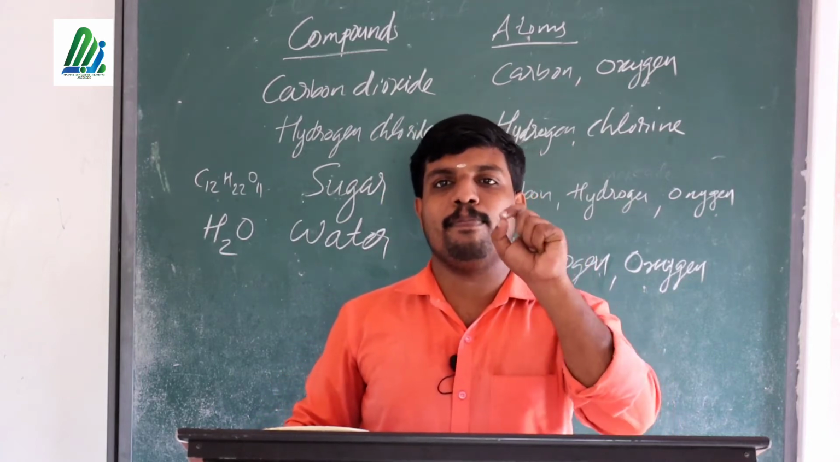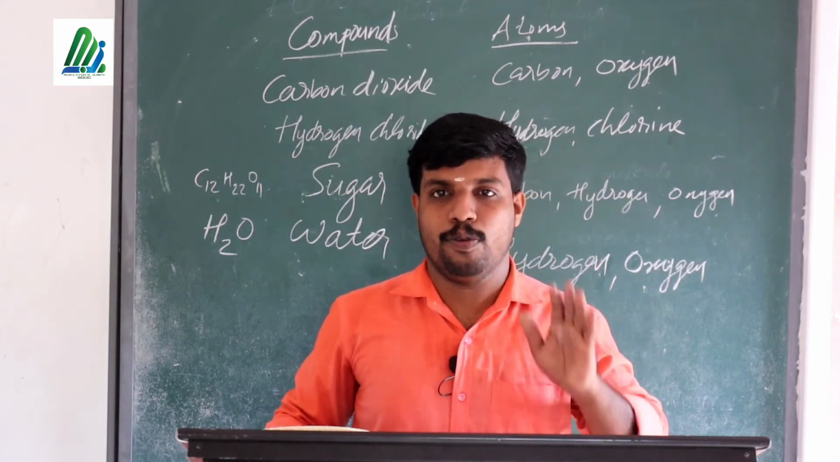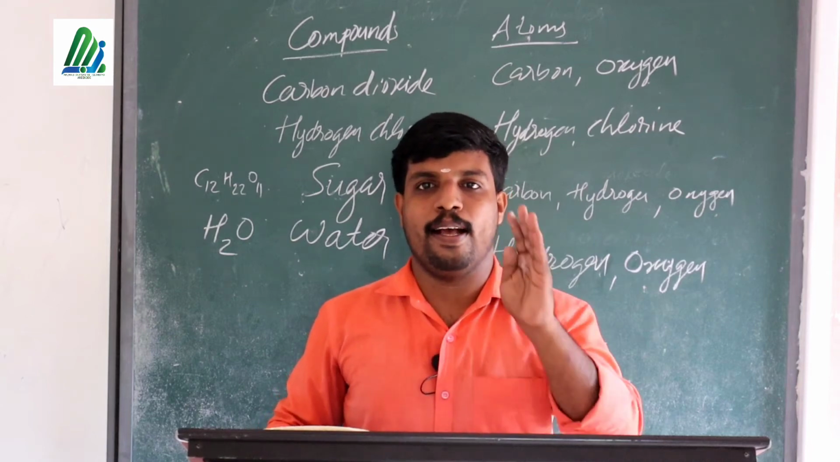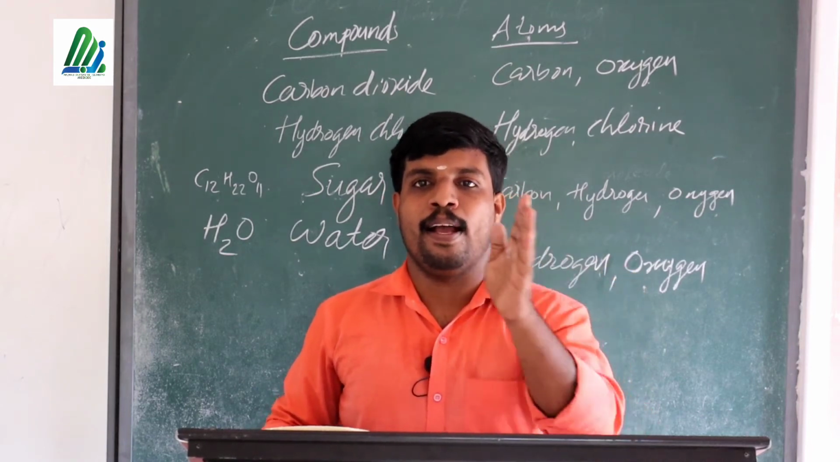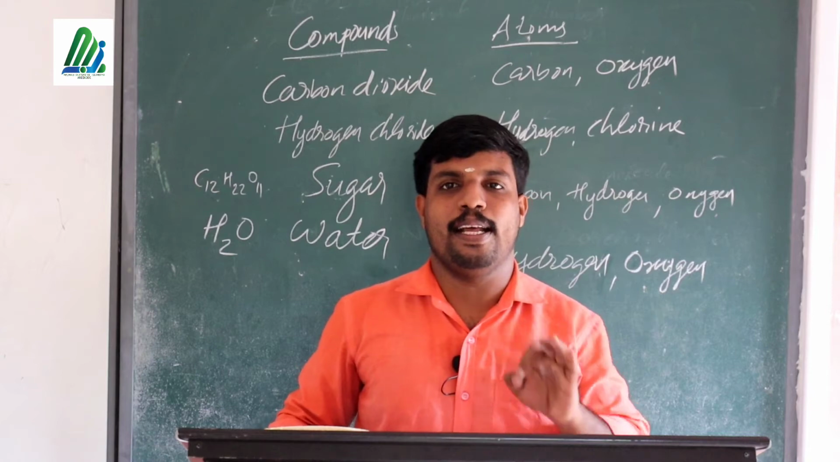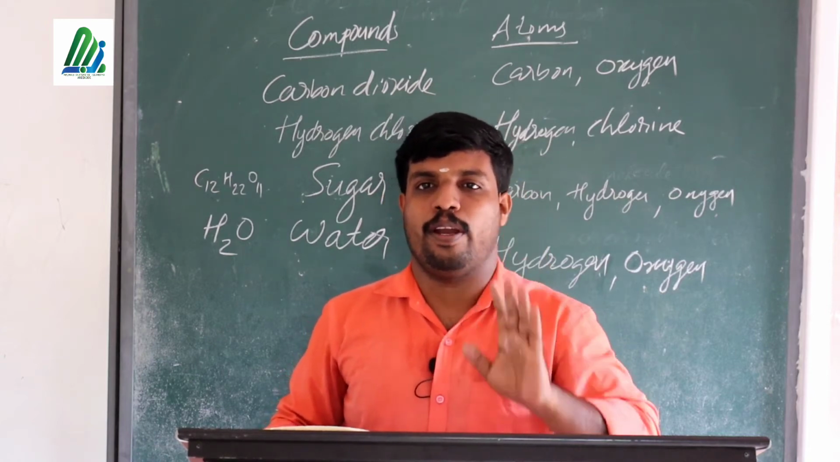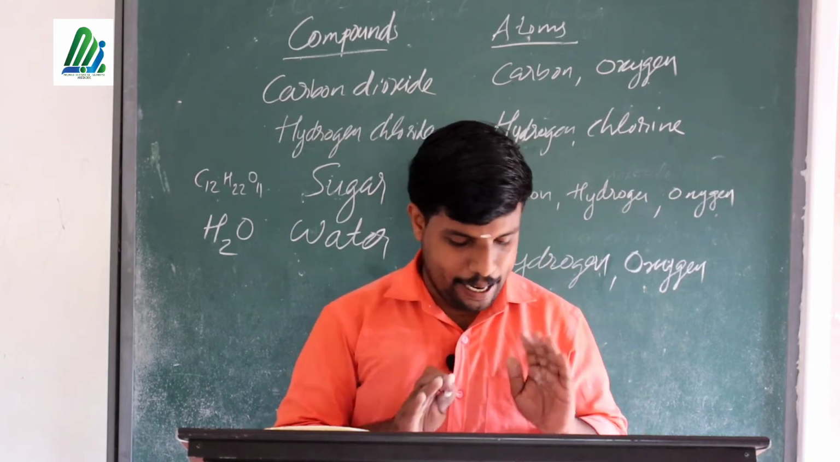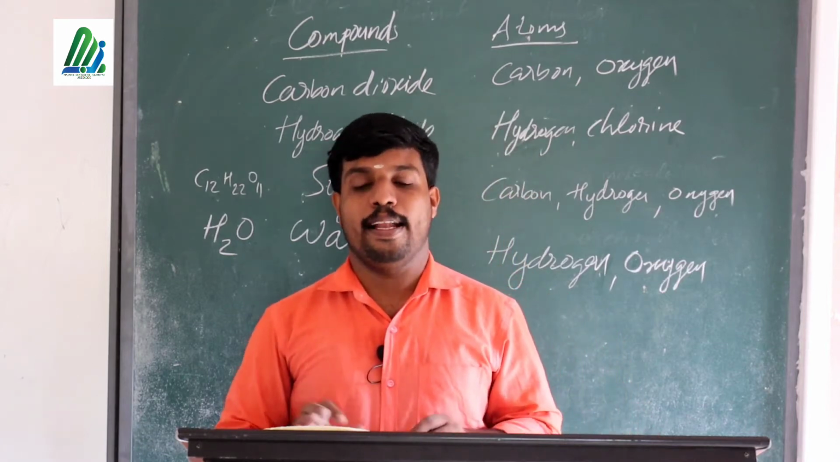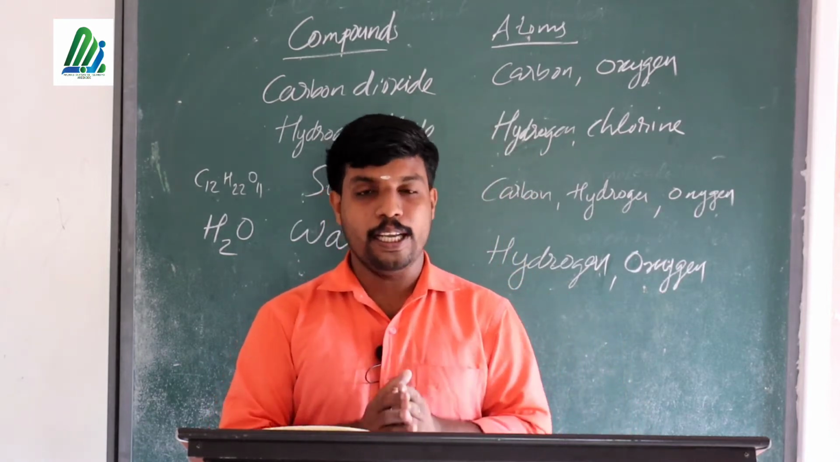Next one, potassium chloride. You hear the name potassium chloride, so the atoms are potassium and chlorine. Okay. Now you get the idea: compounds and the atoms present in each compound.